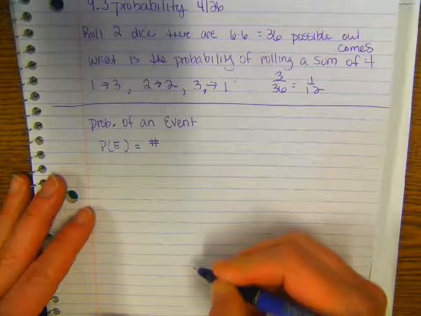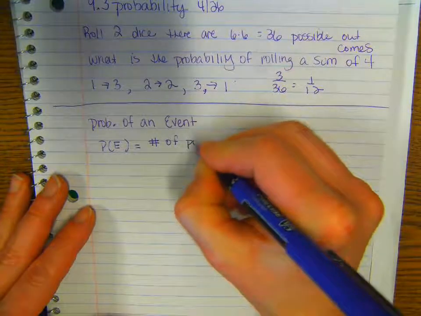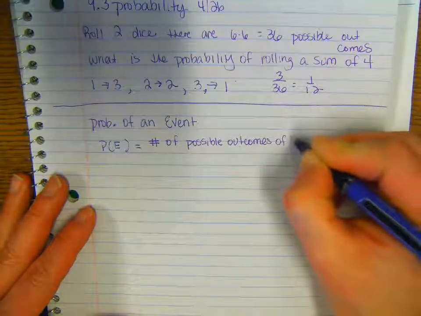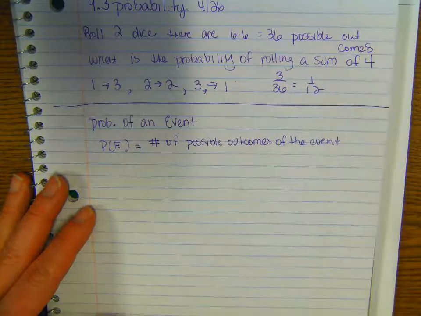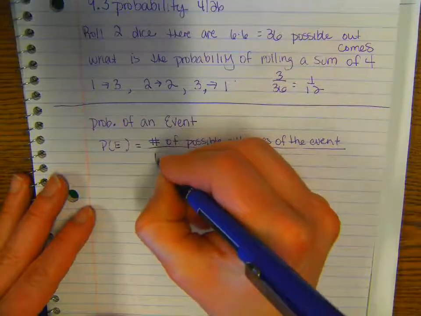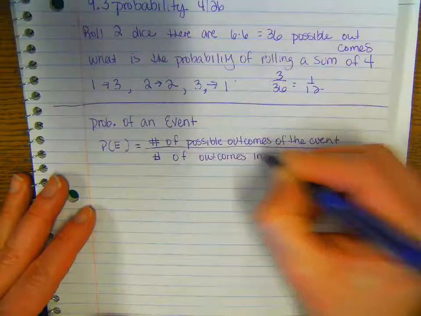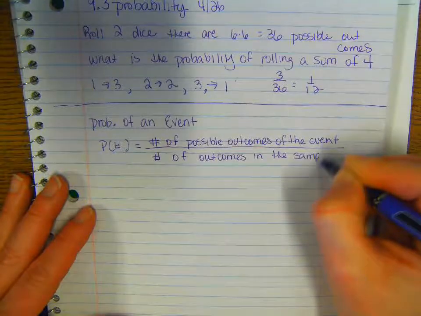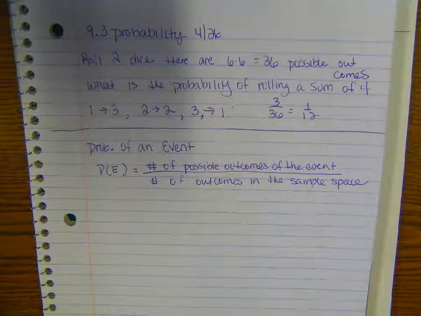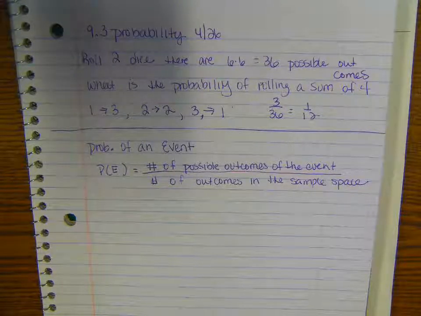equals the number, that's the number sign, not the hashtag, the number of possible outcomes of the event divided by the number of outcomes in the sample space. Do you know what that phrase sample space means? Have you heard that before?